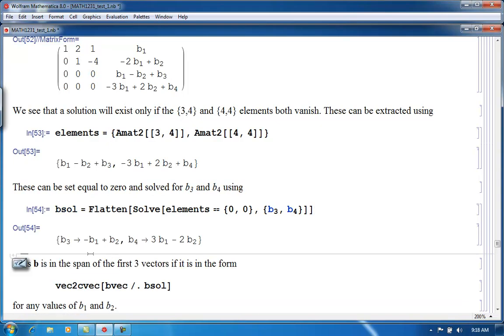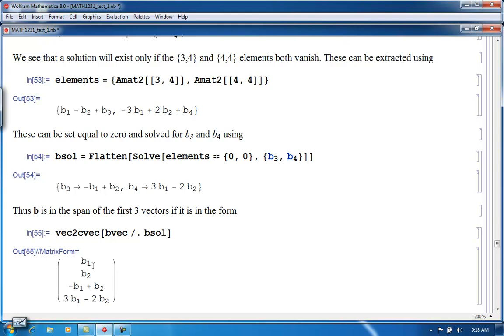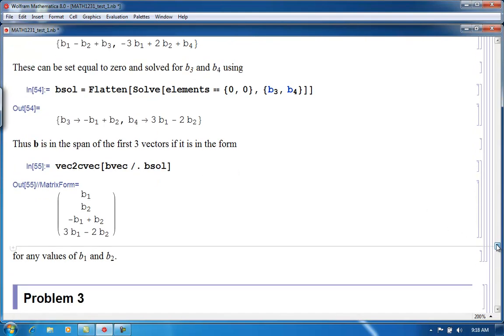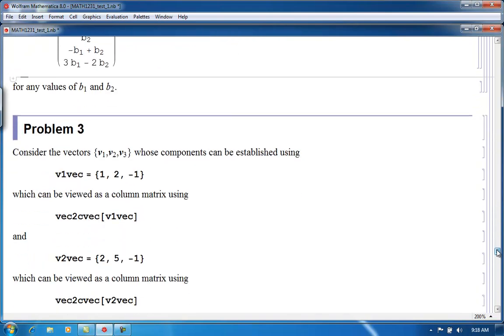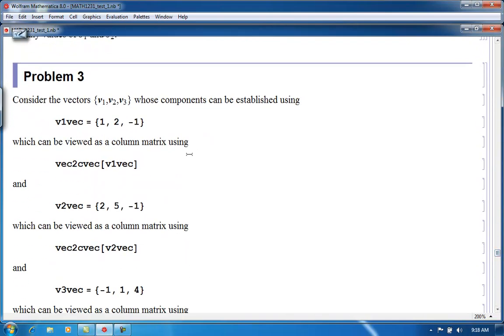And so B is in the span of the first 3 vectors if it is of the form this. So we put those solutions into our vector B, and we can see that for any values of B1 and B2, this is a solution, such that B is in the span of the 3 vectors. Now on to problem 3.